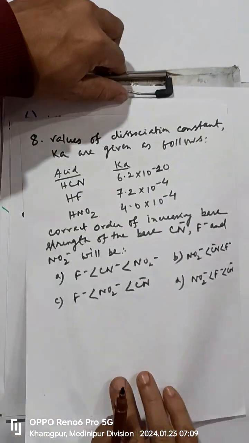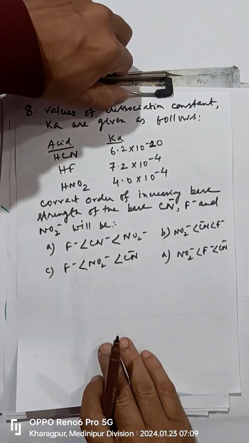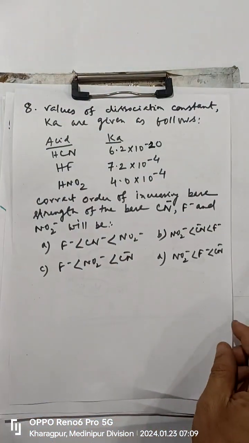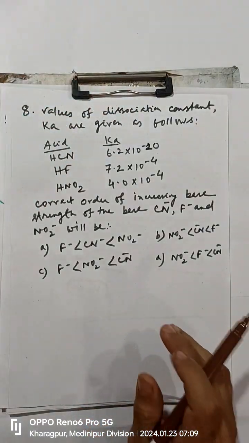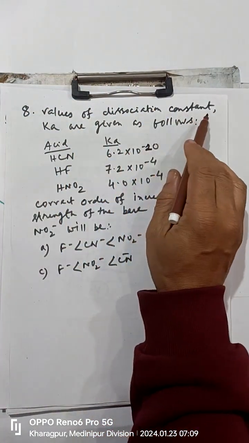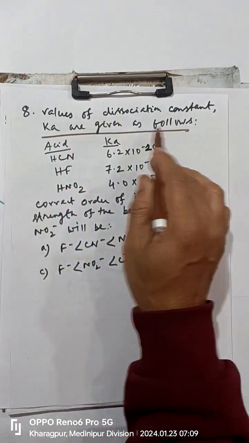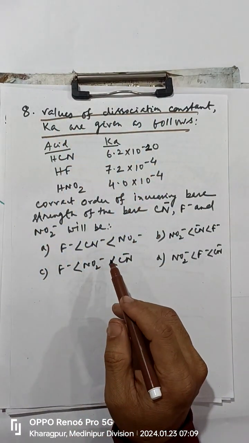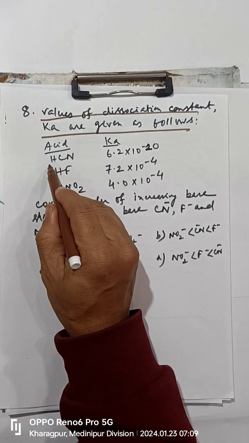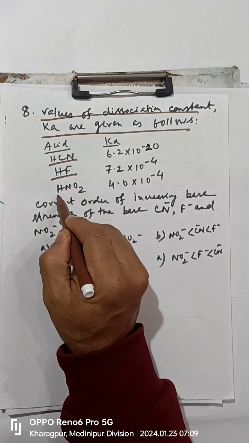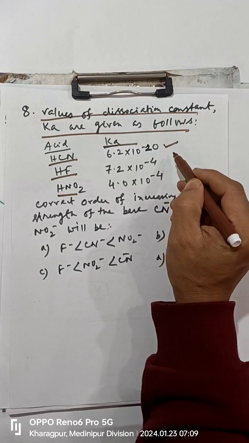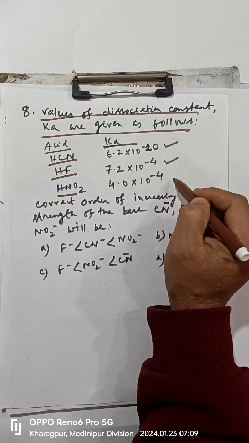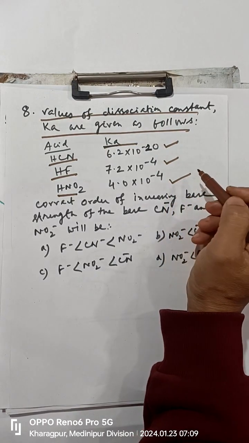Now we are moving to question number 8. This is also from chemical equilibrium or acid-base equilibria. Values of dissociation constant K are as follows. We have given three acids, HCN, HF and HNO2. Their dissociation constants are given as 6.2 into 10 to the minus 10, 7.2 into 10 to the minus 4, and 4.0 into 10 to the minus 4.